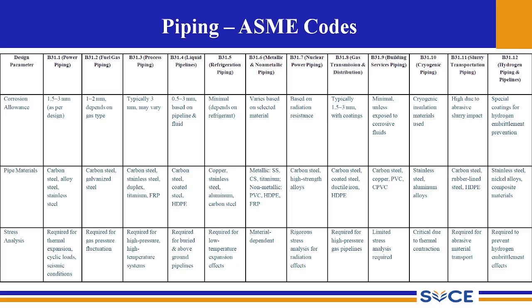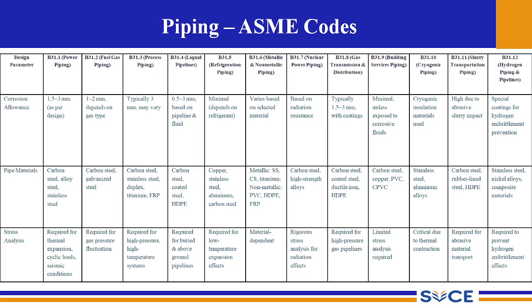Then building and services piping, the corrosion allowance is very minimal unless it is exposed to very corrosive fluids. Then the pipe materials will be carbon steel, copper, PVC and CPVC. Then stress analysis, limited stress analysis is required because of very low pressure applications and low temperature applications.